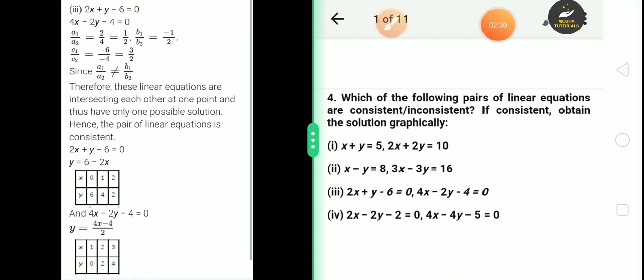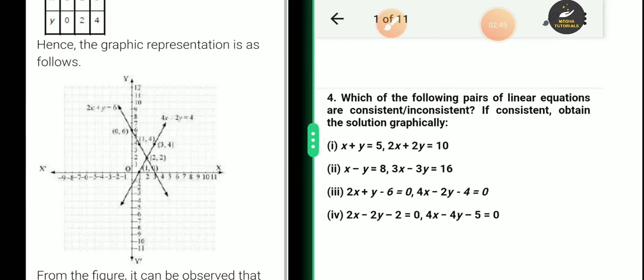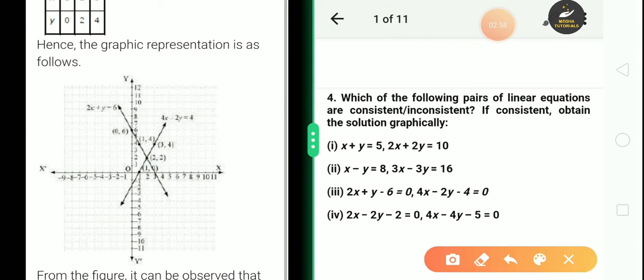Okay. So let's plot these points on the graph paper to get the straight lines for the respective equations. So first plot a proper Cartesian plane using proper scale. Then plot points for the first equation, that is 2x plus y minus 6 is equal to 0. So the line for this equation is this line. Okay. And then plot points of the second equation and draw the straight line. So the line for the second equation is this line, that is 4x minus 2y is equal to 4.